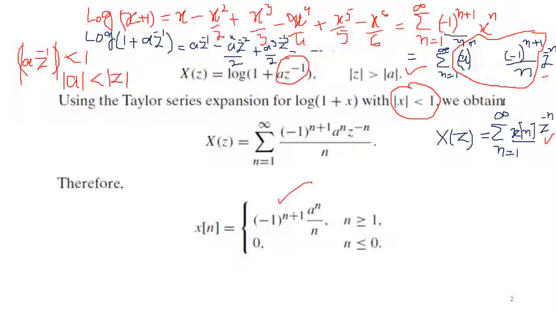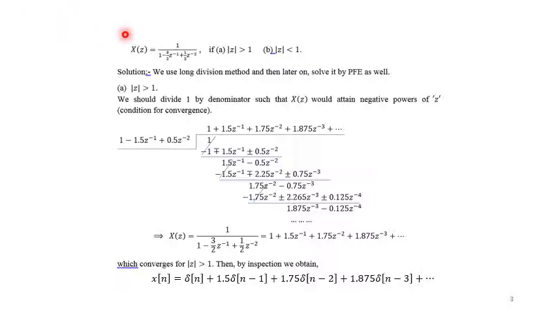So I hope this gives you the idea. You understand that we can find the inverse Z transform using different methods, and they result in the same answer. Okay, so here is another example, and in this case we have two ROCs.